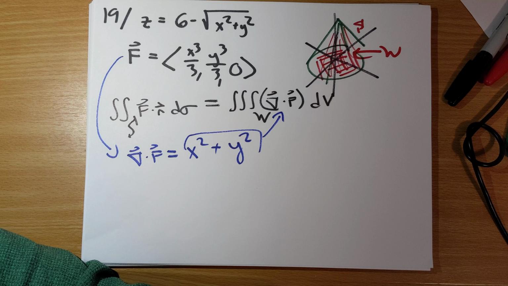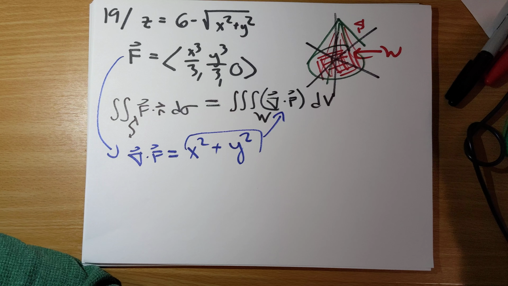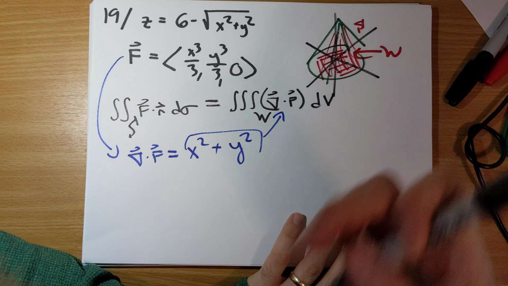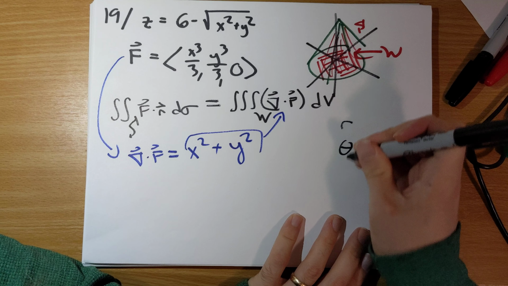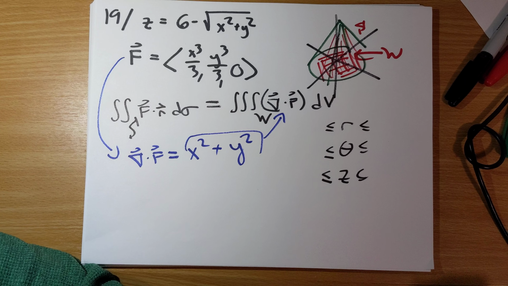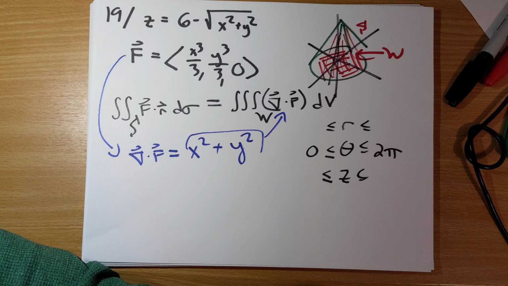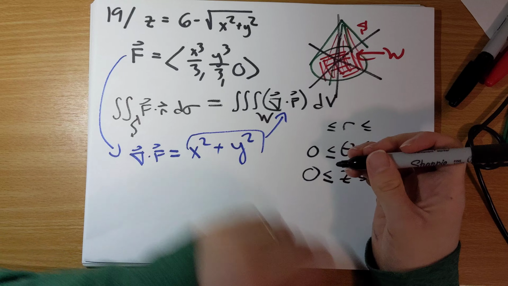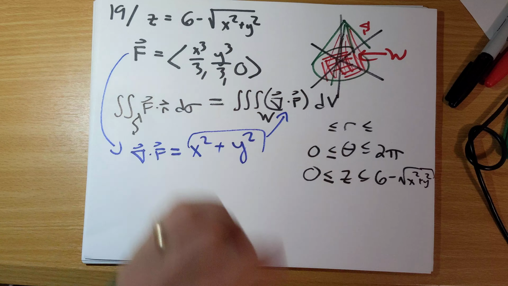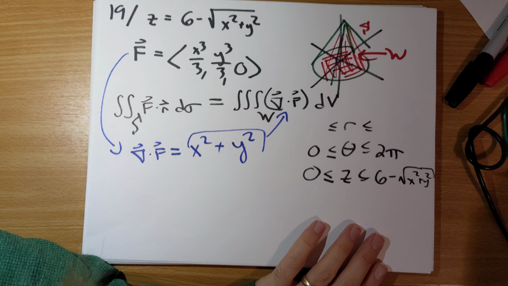For part B, we need to compute a triple integral in cylindrical coordinates, which gives the flux of f. So how do we represent the region inside this cone in cylindrical coordinates? We're going to have bounds on r, theta, and z. We go one loop around the circle, so theta runs from 0 to 2 pi. The smallest z can be is 0. We go until we hit the side of the cone, 6 minus the square root of x squared plus y squared. And then r, I made one mistake here.